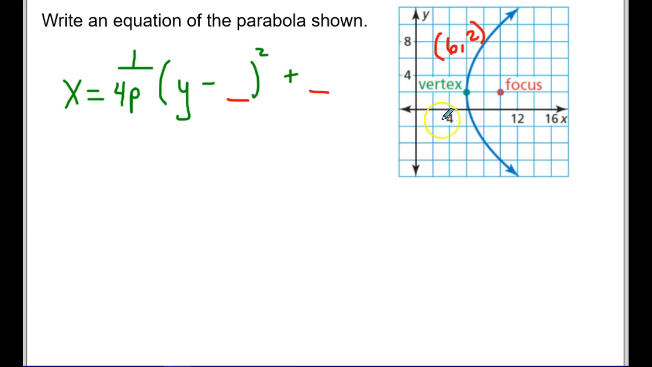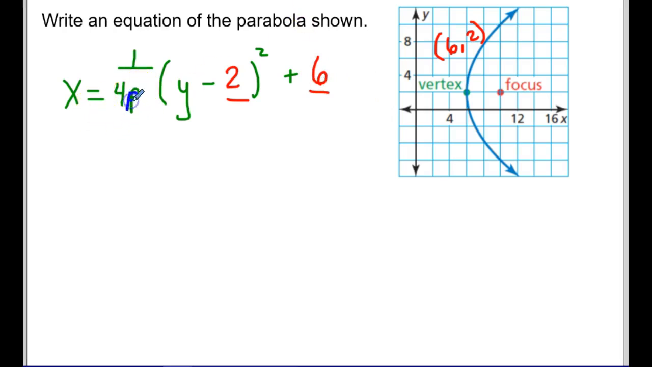That's where my vertex is, and I just counted using my graph. Okay, so now I know, since y is in here, the y part of my vertex has to go in there. Since my x is out here, the x part of my vertex goes there. So now all I have to do is find my p value, right?